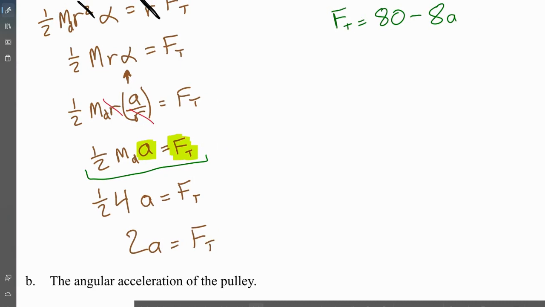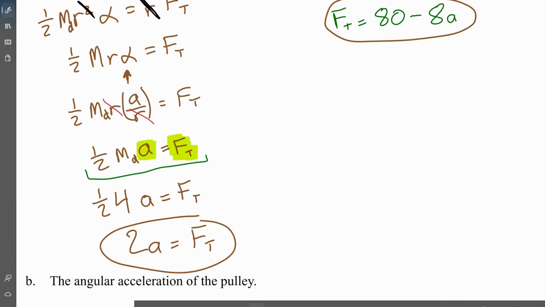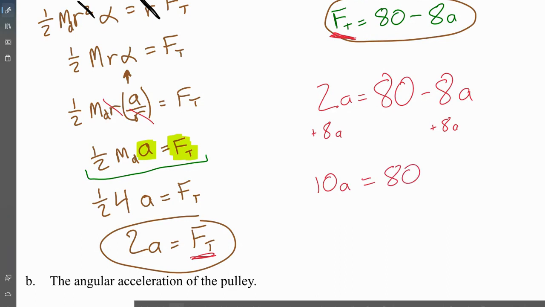Well, over here, I have force of tension equals 2A. I have force of tension equals 80 minus 8A. Weird. It's almost like we can just set those equal to each other. Let's do that. Because if this equals force of tension and this equals force of tension, they have to equal each other. So 2A equals 80 minus 8A. All right, we'll add 8A to both sides. So we get 10A is equal to 80. Nice. Our acceleration equals 8 meters per second squared. Look at that.